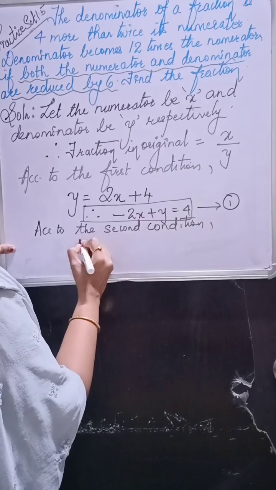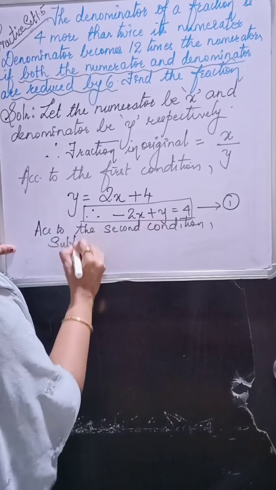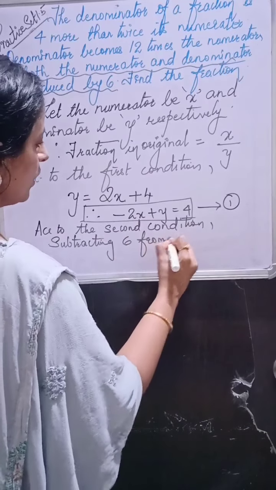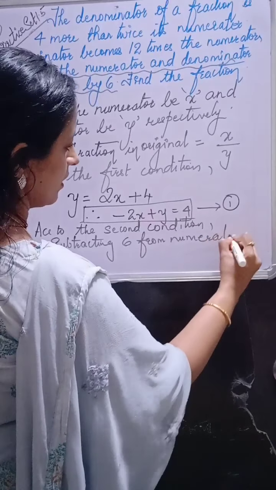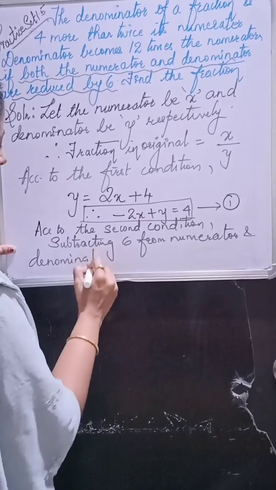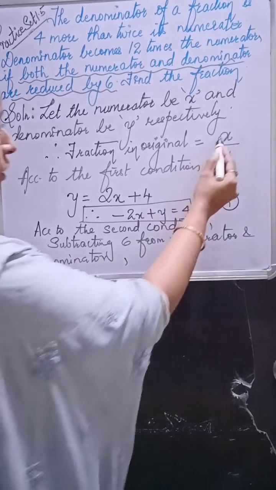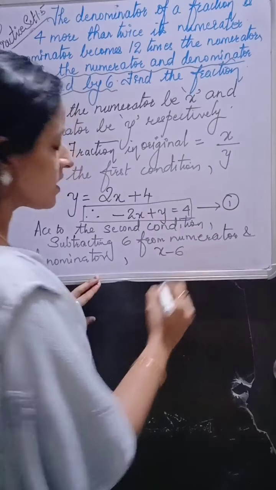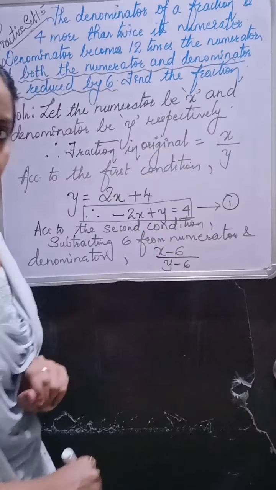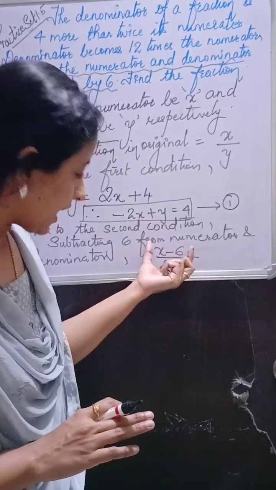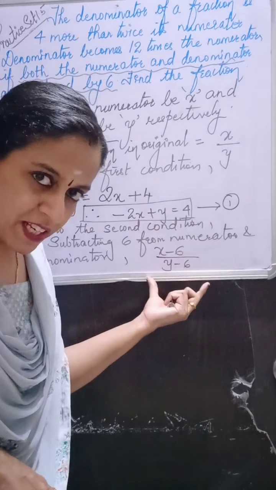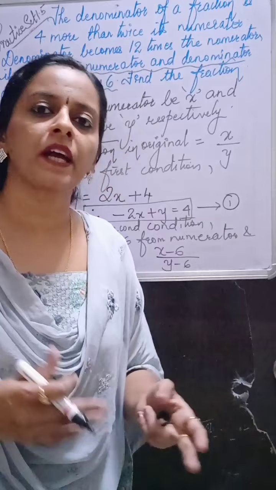So we will write, therefore, subtracting 6 from numerator and denominator. So how will the fraction look like? Numerator is x, so subtracting 6 means x minus 6. Subtracting 6 from denominator means y minus 6. Okay children, we are subtracting 6 from numerator and denominator. So now the new numerator is x minus 6 and the new denominator is y minus 6.